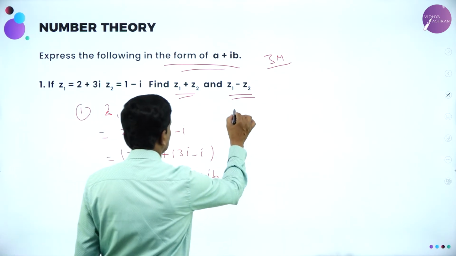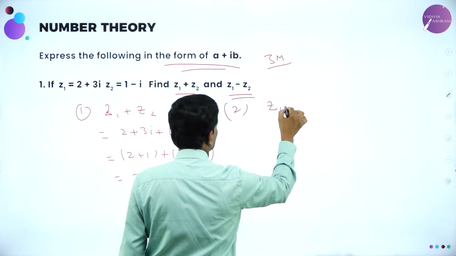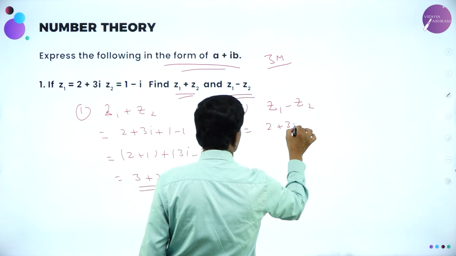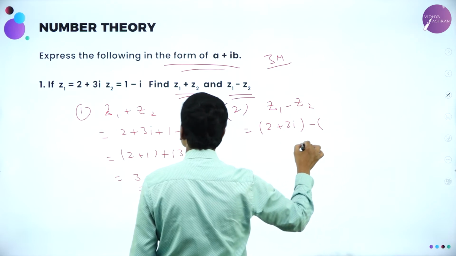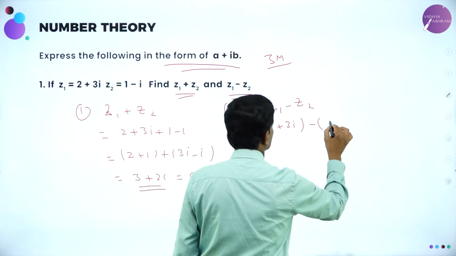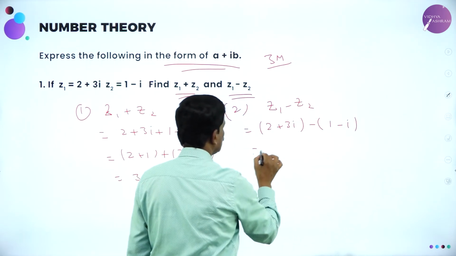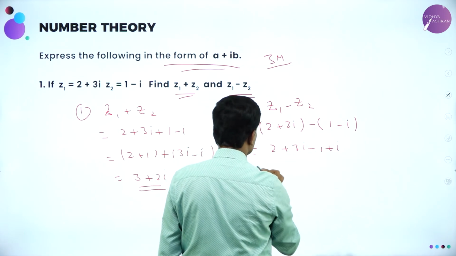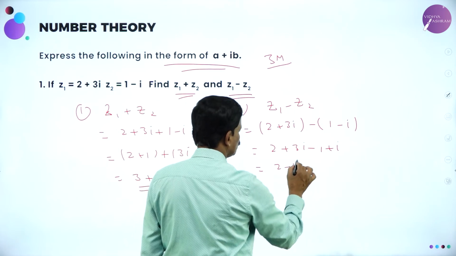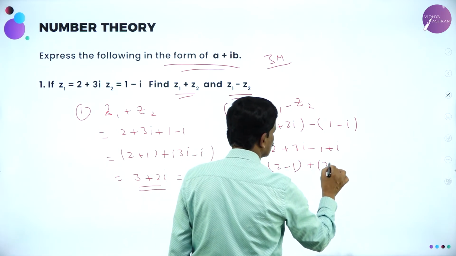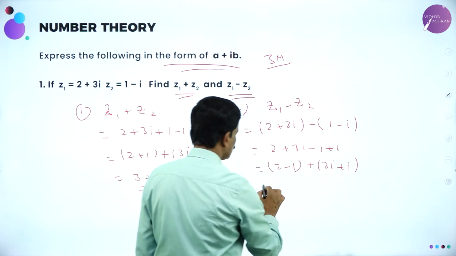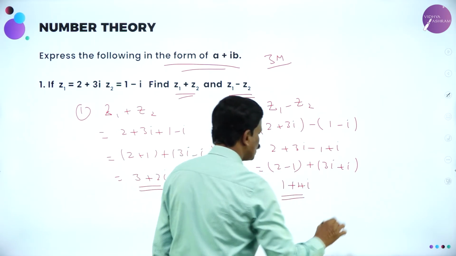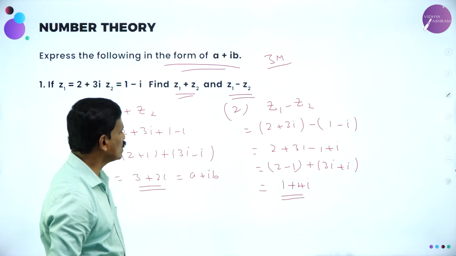Now, come to the second one, z1 minus z2. What is z1? 2 plus 3i minus z2. z2 is equal to 1 minus i. Multiply this by the negative sign. Minus 1, minus into minus is plus. So, add this, 2 minus 1 plus 3i plus i. 2 minus 1 is 1. 3i plus i is 4i. So, 1 plus 4i is z1 minus z2.